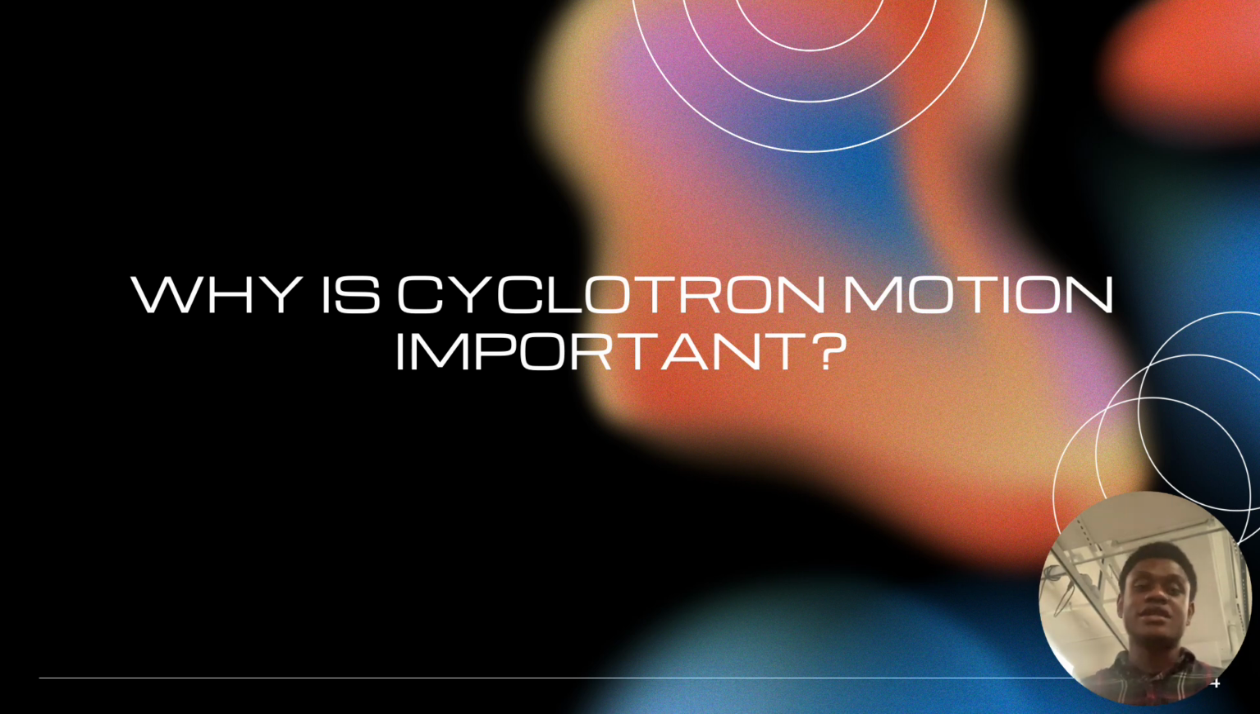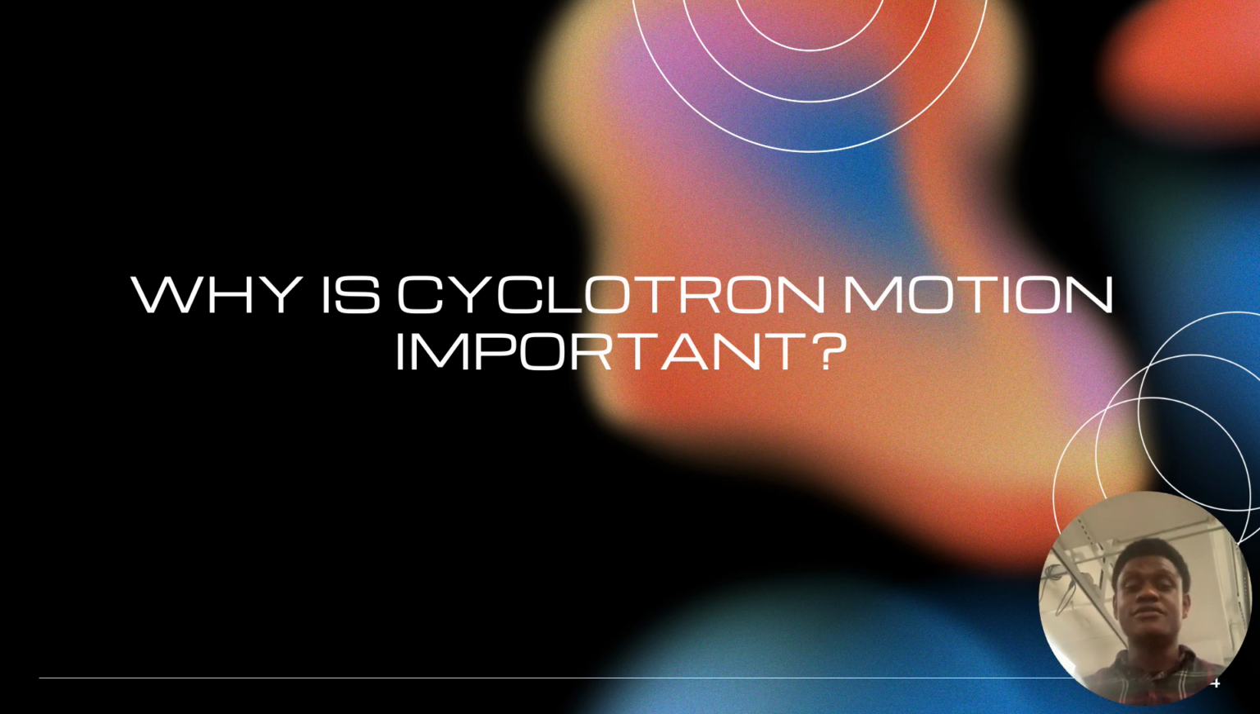So why is cyclotron motion important? It provides us with information about how magnetized the charged particle is, how much influence a magnetic field has on a charged particle. If the Larmor radius is at a length scale much smaller than the characteristic length of the system, then the particle is magnetized.